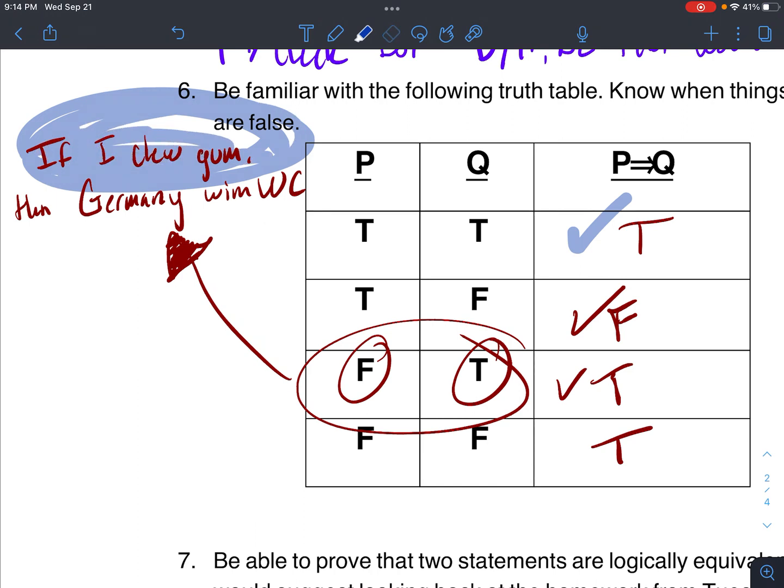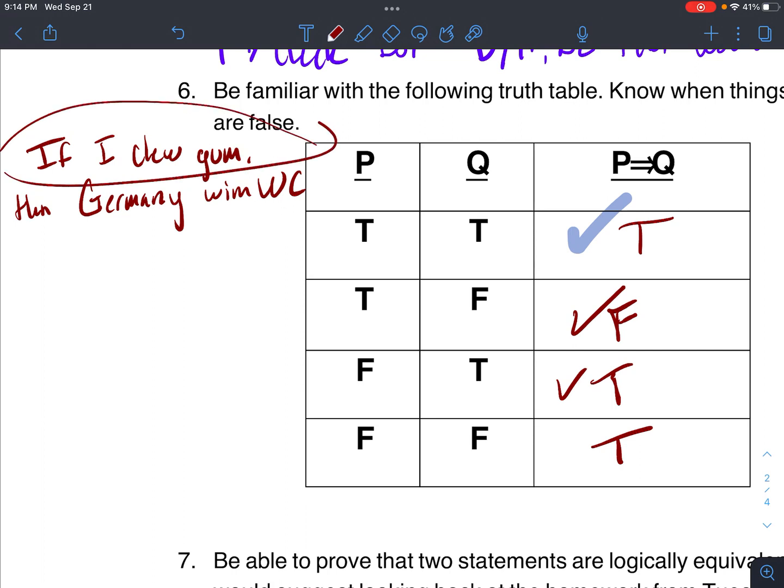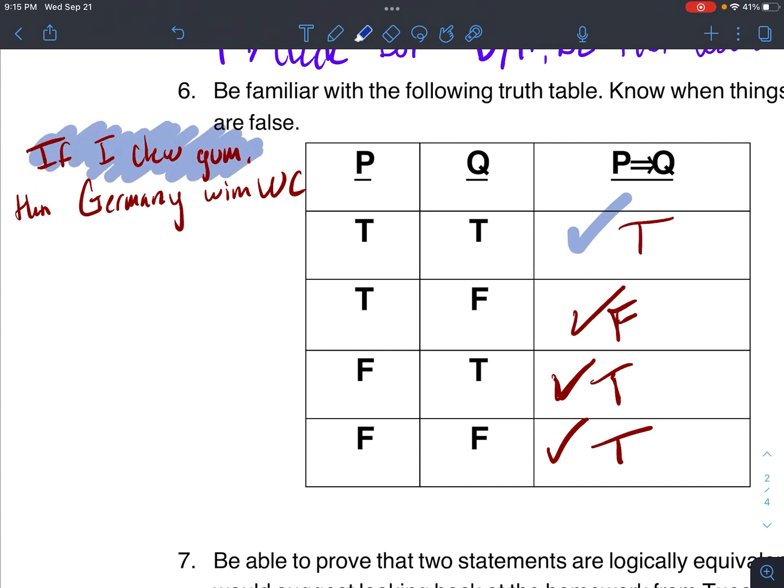Because now we're no longer talking about chewing gum. That's the other thing. We're talking about chewing gum up here, and now I'm saying I'm not chewing gum. It could be a number of things. Maybe I'm eating a pretzel, maybe I'm drinking water, maybe I'm making dinner, maybe I'm doing whatever, but I'm not chewing gum. And our original statement says I have to be chewing gum, and then Germany wins the World Cup. If I'm not chewing gum, I'm not contradicting my original statement. So this is true. And going off the same line of thinking, if I don't chew gum, then Germany doesn't win the World Cup. Once again, I'm not talking about chewing gum anymore, so it doesn't matter.